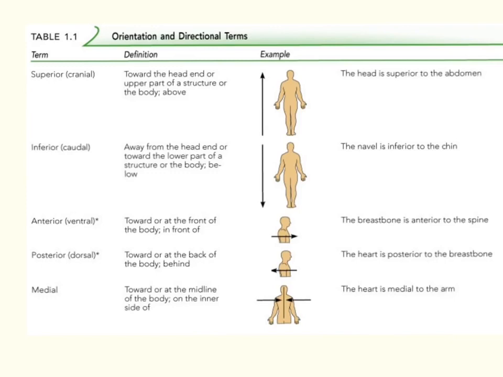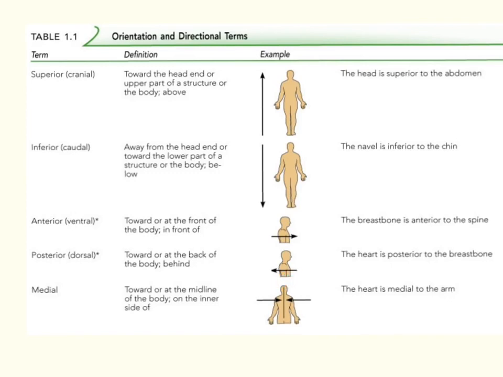Anterior means toward the front of the body. So here we would have the breastbone or the sternum is anterior to the spinal cord, which is in the back. Posterior means away from the body or behind. So the heart is posterior or behind the breastbone or sternum.